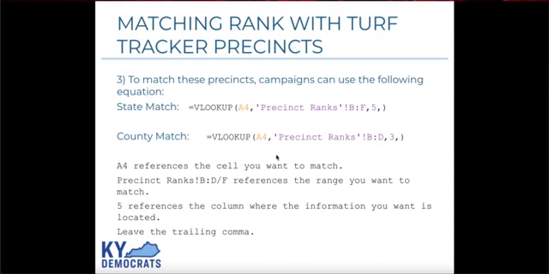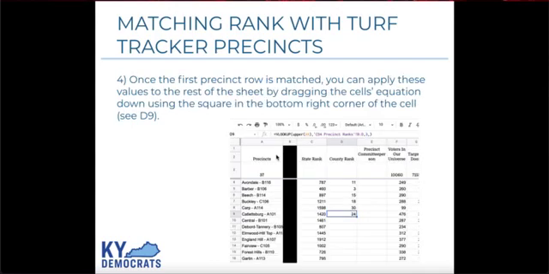So again, when you need to match the precinct density up to your turf tracker, just use these simple equations and it will basically do it for you. There might be a little bit of tinkering, but hopefully between the video, the slide deck, and the actual Google Sheets, you'll be able to quickly troubleshoot and get the code to work for you. Once you've got the first precinct row matched with its rank, you can apply these values to the rest of the sheet by dragging down on this little square box in the bottom right to fill in the remaining values.